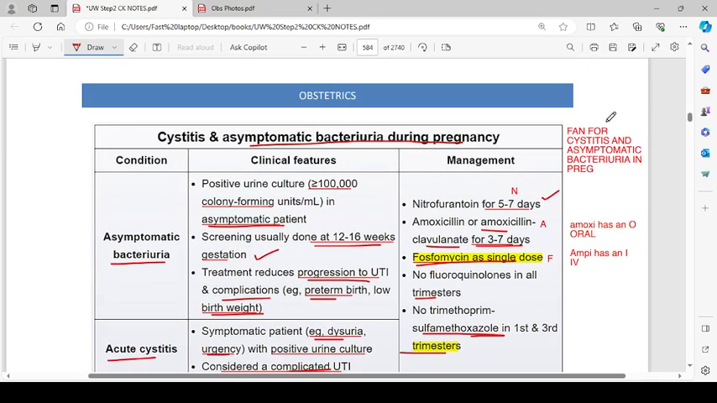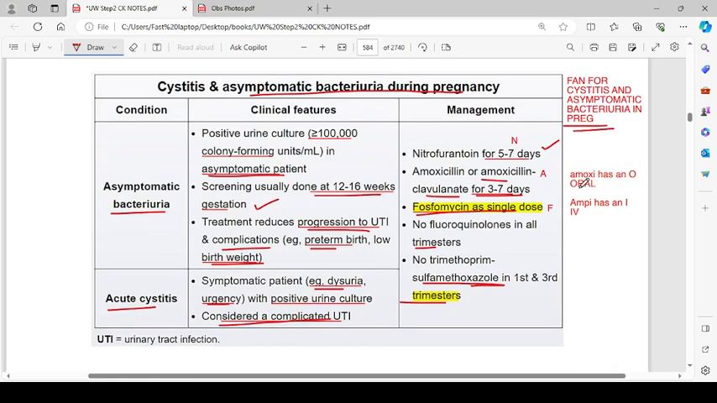Okay, so FAN for cystitis and asymptomatic bacteriuria in pregnancy. Amoxi has an O, oral. So amoxi has an O, so we can give it orally, and ampicillin has an I, so we give it IV.